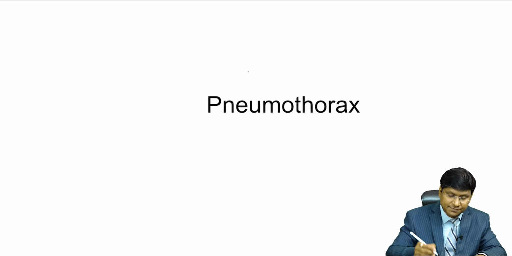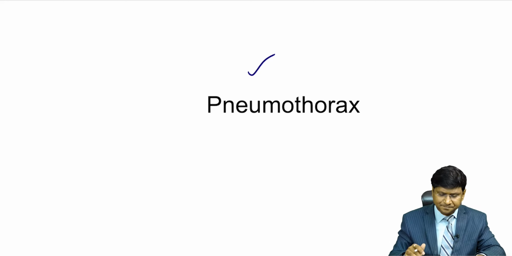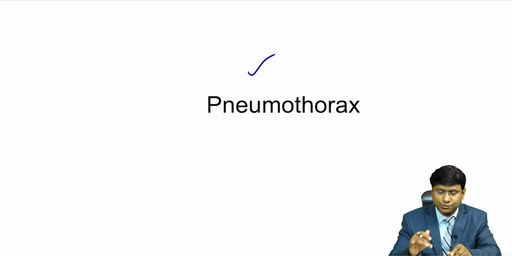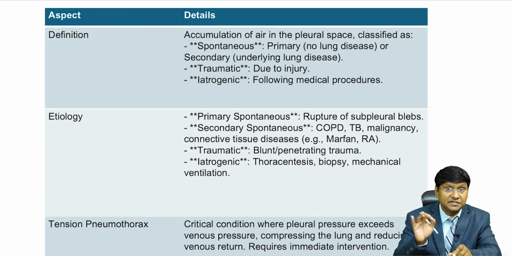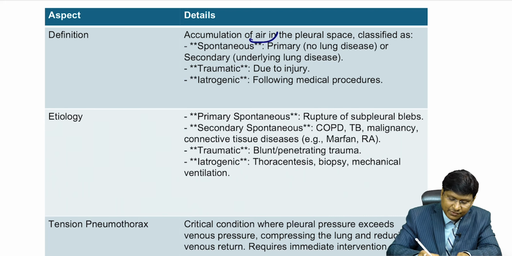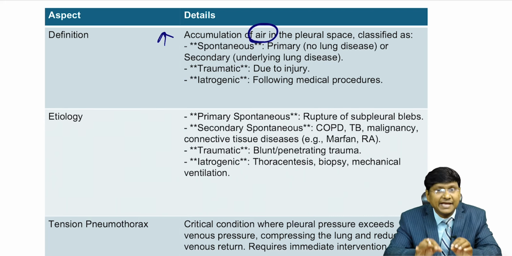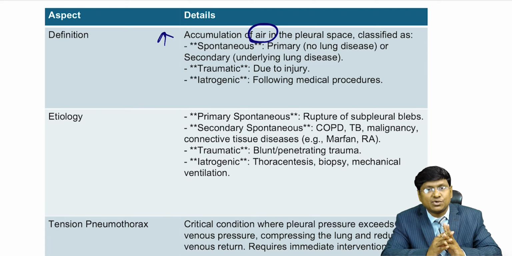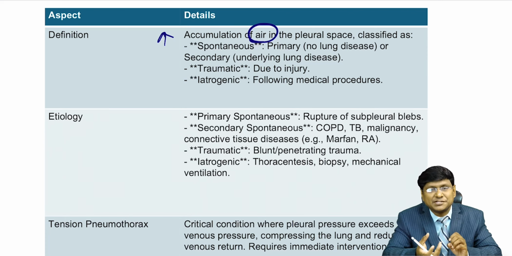The next important is the pneumothorax. So what exactly is the pneumothorax? It is the scenario which is characterized by excessive accumulation of air in the pleural space. That is what is called pneumothorax. And this particular pneumothorax will create a positive pressure within the pleural space, and that will cause the collapse of the lung.